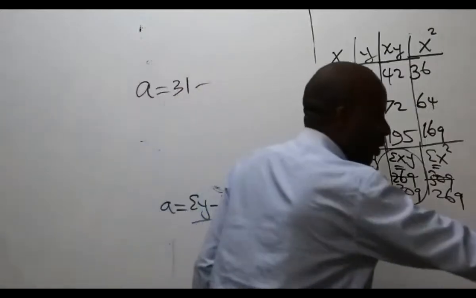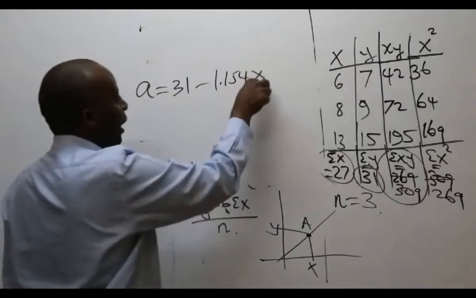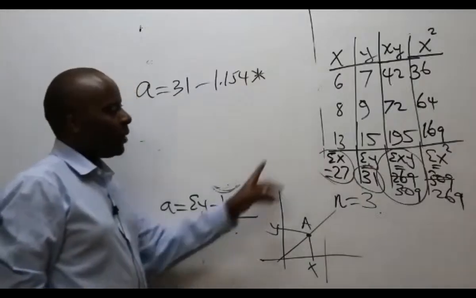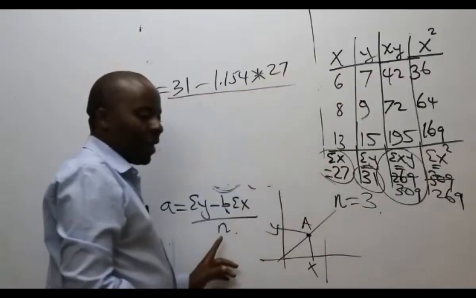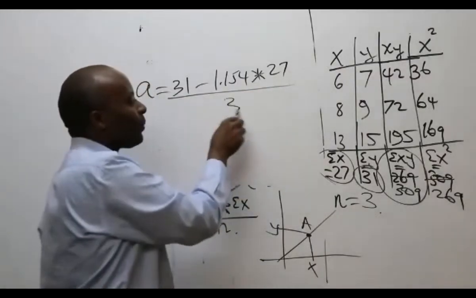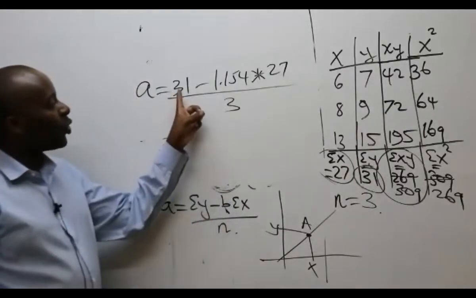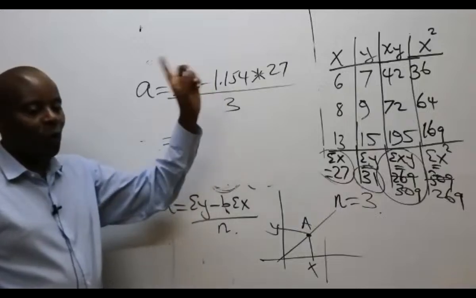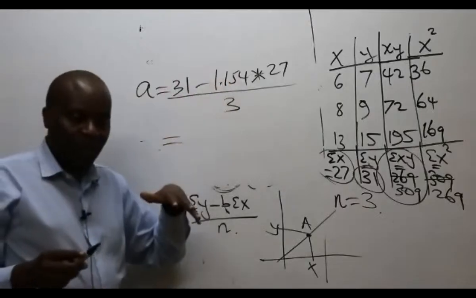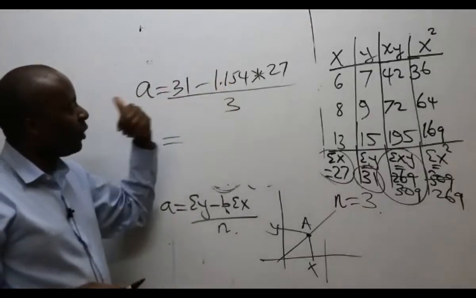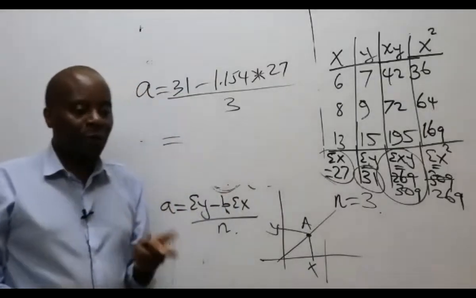The value of B that we got, ladies and gentlemen, was 1.154 times summation of X. Summation of X happens to be what here, somebody? 27. Everything has to be divided by N, which is 3. So here you have to be very careful. Please pick the numerator alone. Remember, the formula is like brackets. So ensure that first of all you evaluate the numerator value and then the denominator value separately, and then you go ahead to give us the quotient.